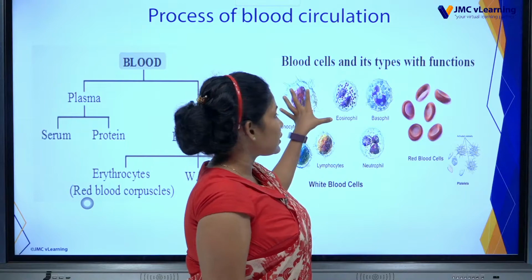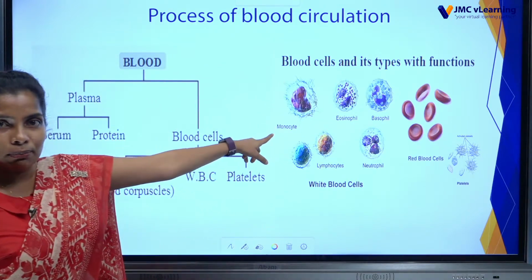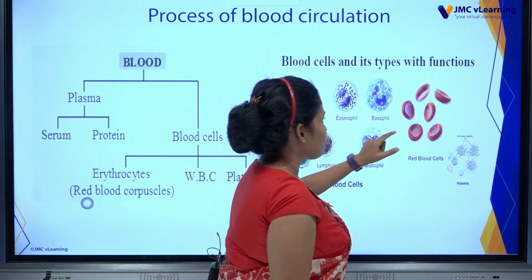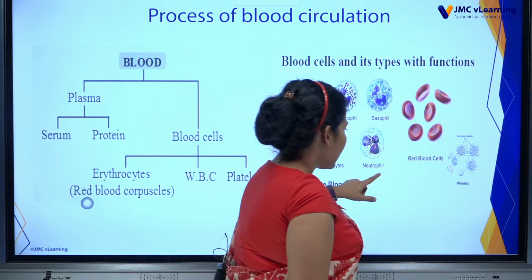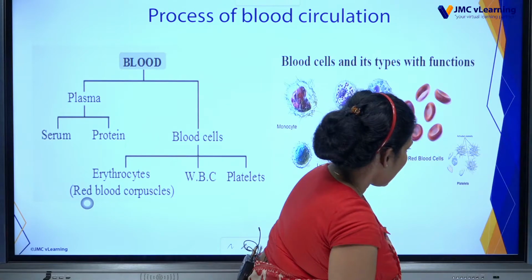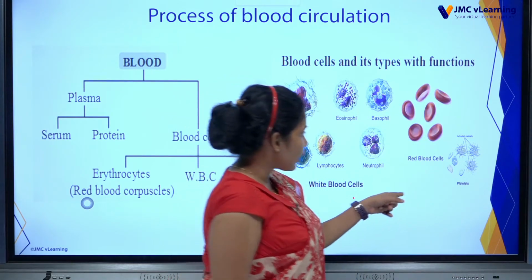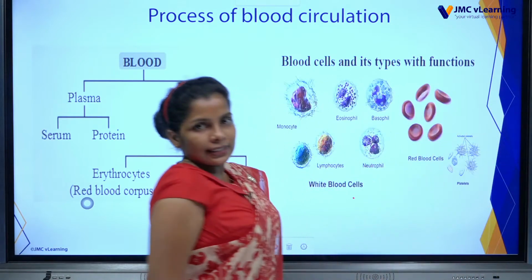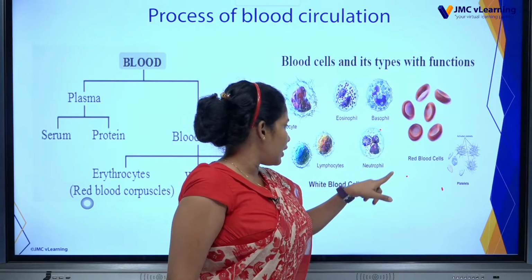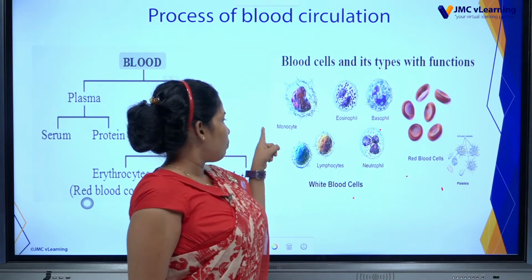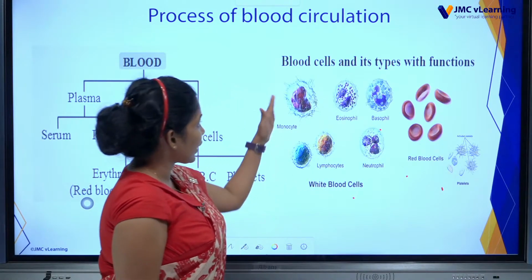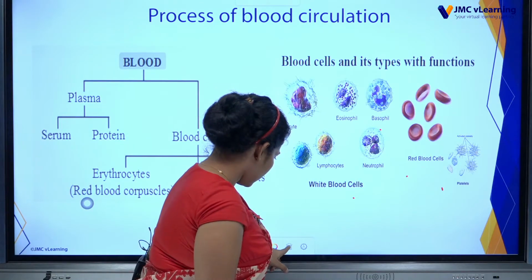Can you see it? This is the monocyte. Can you see? Monocyte. And here, students, it's an eosinophil. This one is basophil, and lymphocytes. Here is neutrophil, and this one is what? Red blood cells. And the last one, we call it platelets. Platelets, red blood cells, basophil, neutrophil, eosinophil, monocytes and white blood cells. White blood cells we can categorize into those groups.